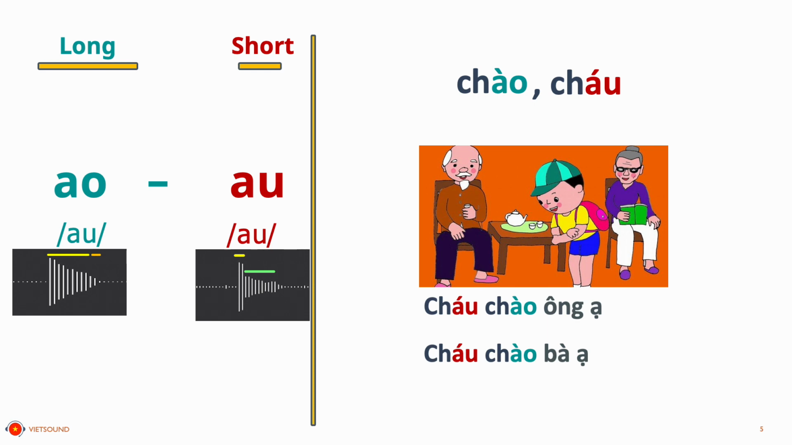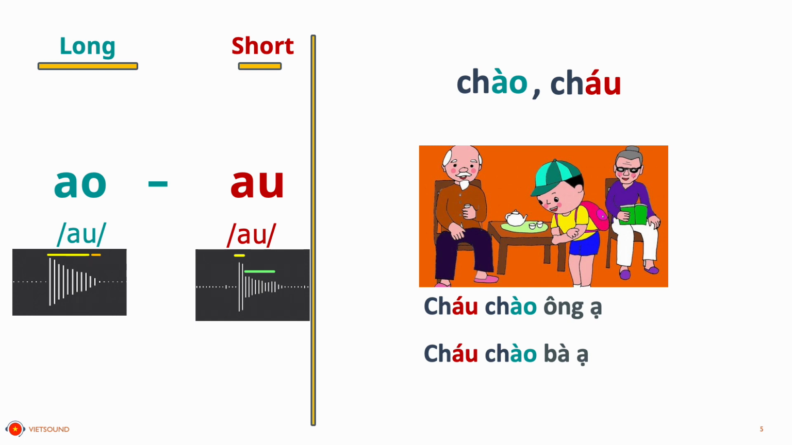The next one is the A-U combination. I've seen many non-native speakers struggling with words like Chào, Chào. They can't pronounce these words clearly because they don't know about the long sound and the short sound. Let me explain the A-U combinations right now.